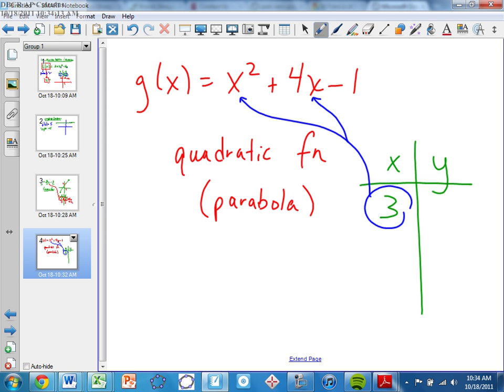3 squared is 9. 9 plus 12 is 21. 21 minus 1 is 20. So this tells me that the height of the function is 20 when x is 3.